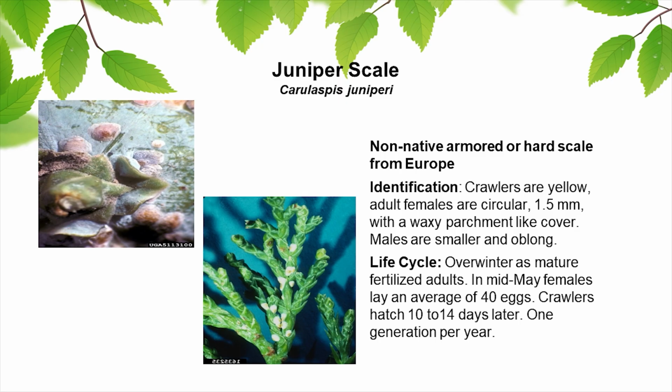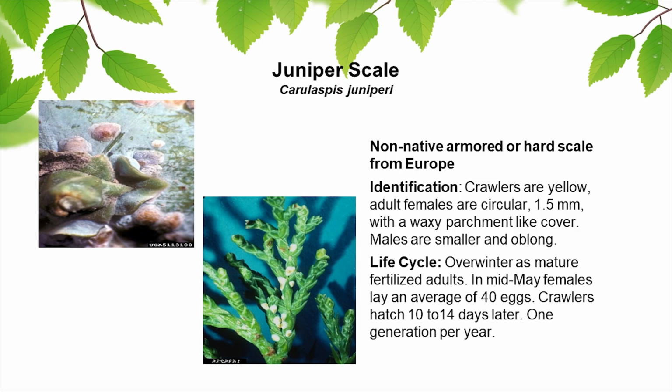Juniper Scale. Juniper Scale is a non-native, armored or hard scale originally from Europe. The Juniper Scale crawlers are yellow. The adult females are circular, 1.5 millimeters long, with a waxy parchment-like cover. Males are smaller and have an oblong shape.